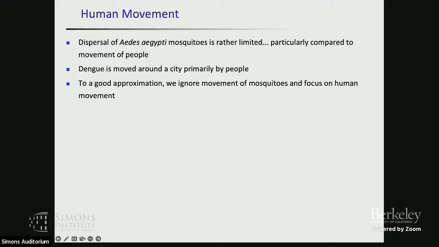If an Aedes aegypti mosquito finds itself in a place where there's water for it to lay its eggs and people to bite, they maybe don't move much more than 100 meters over the course of their lifetime. So to a first approximation, dengue is going to be moved around a city mainly by people. So I often will simplify things by ignoring movement of mosquitoes and just focus on human movement.